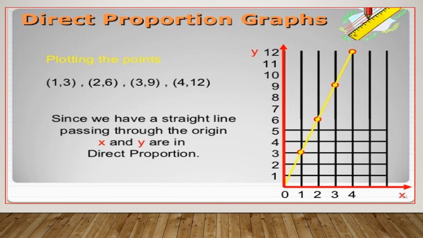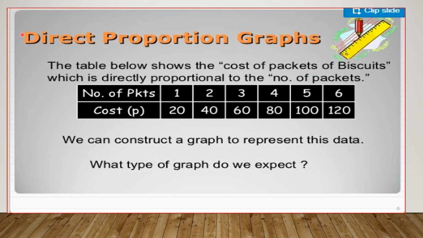Hope you have learned how you can draw a line that must pass through the origin to show whether the relation between two quantities which are given to you is in direct proportion or not. Now here is another example of direct proportion graphs.